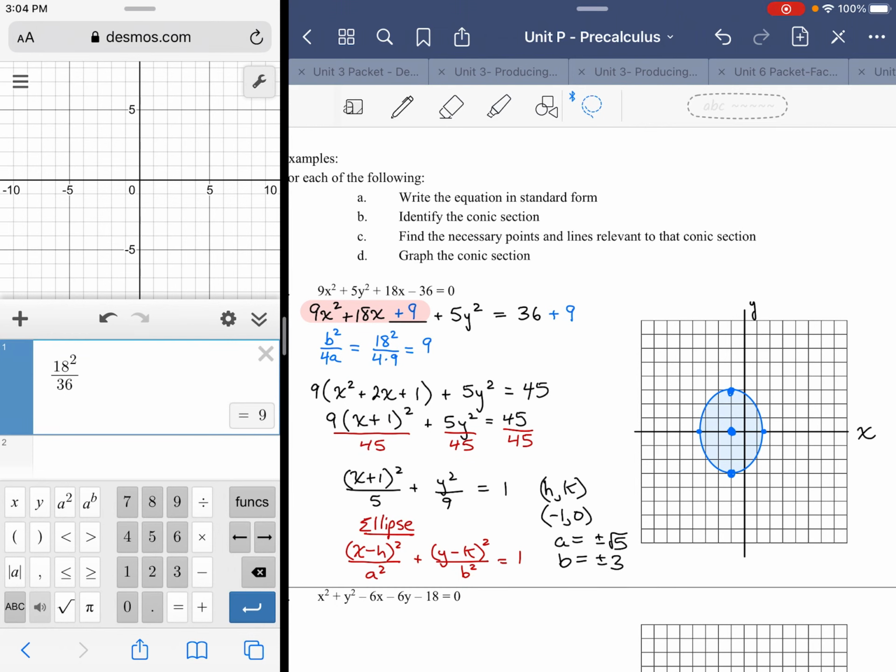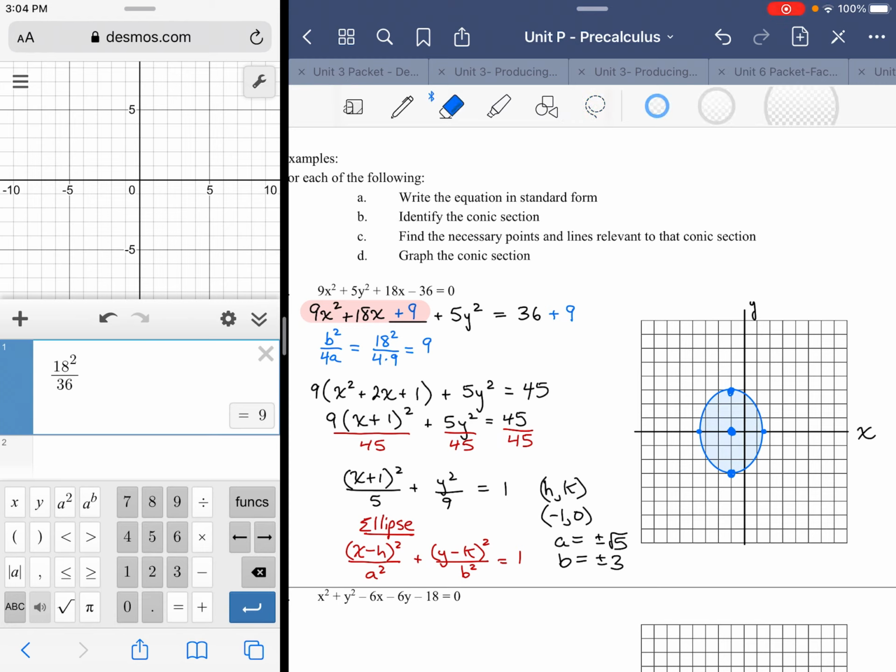We wrote it in standard form, the necessary points and lines relevant to that conic. We graphed it, so that's fine. But the points, there are no lines relevant to this conic. There is a major and minor axis, but those are line segments. We wouldn't really need the equations of those things. But in terms of the endpoints, what we call the vertices of the major and minor axes.